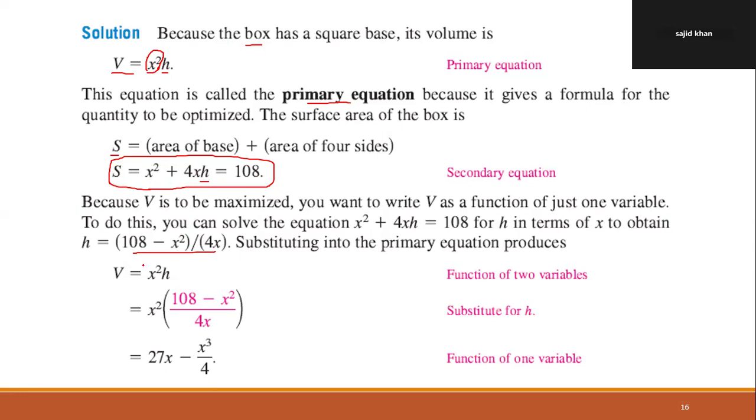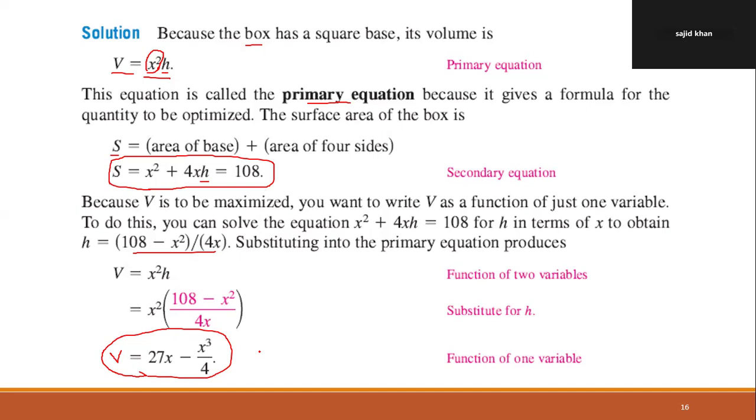We get this one. And when we substitute this h in the given primary equation, we get the V function, which is equal to 27x minus x cube over 4. So it is now a function in convenient form. V depends on x, which is a function of one variable. It is our basic objective to convert the variables into a single variable form. So h is converted into variable x form. So V is a function of x.